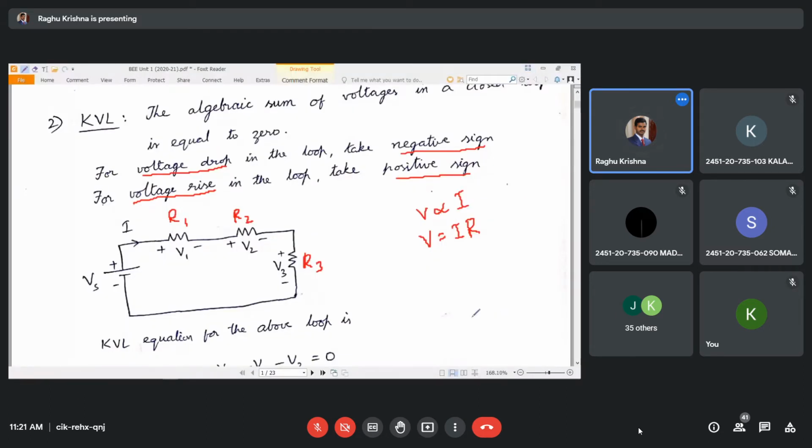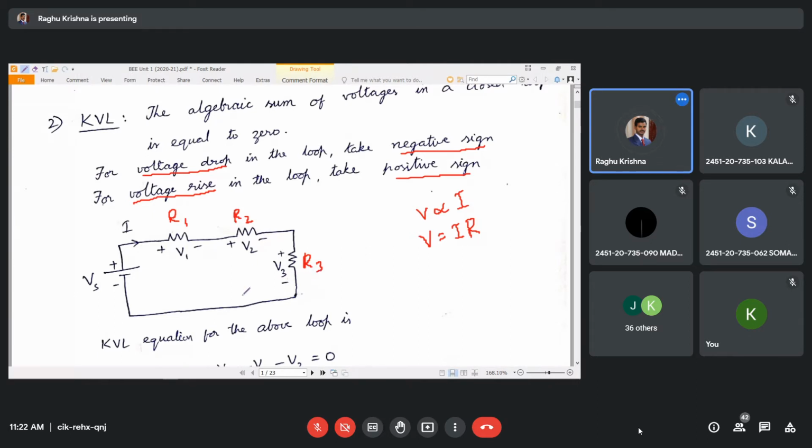Now here, when a current flows through a resistor, there will be a voltage drop. So V1 is the voltage drop across the resistor R1, and this voltage drop is given by I into R. So plus to minus indicates voltage drop. Again here, plus to minus indicates voltage drop. So here V1, V2, V3 are the voltage drops in the resistors R1, R2, and R3 respectively.